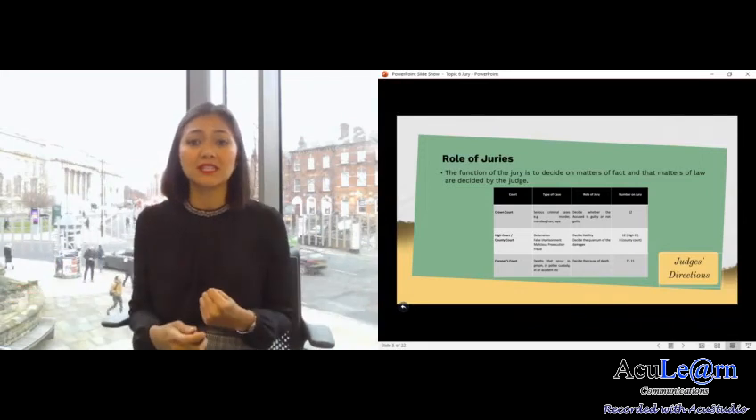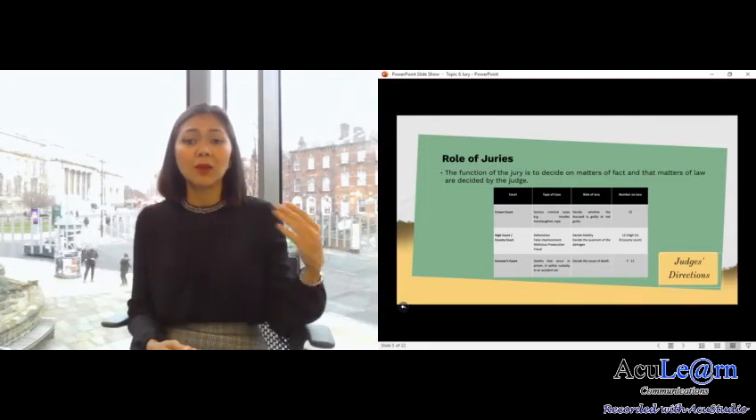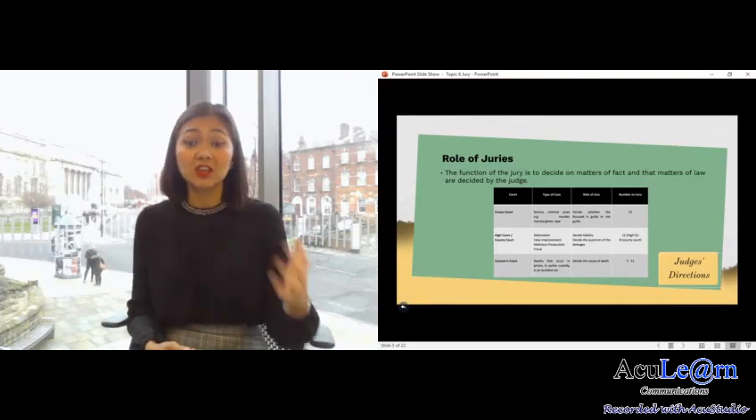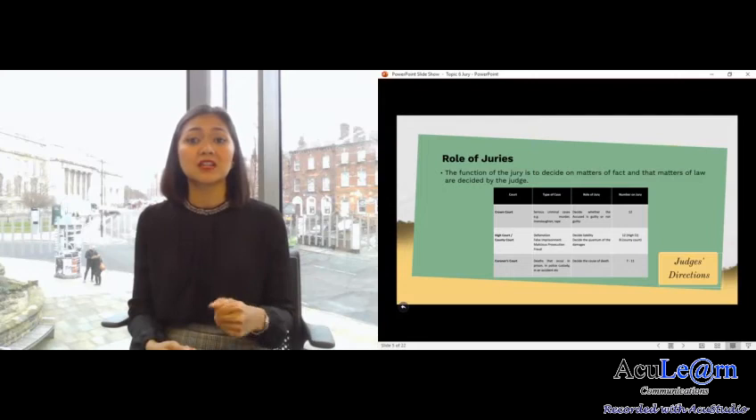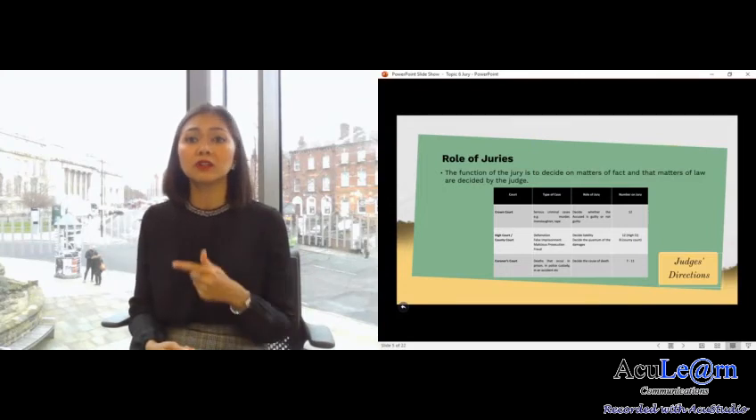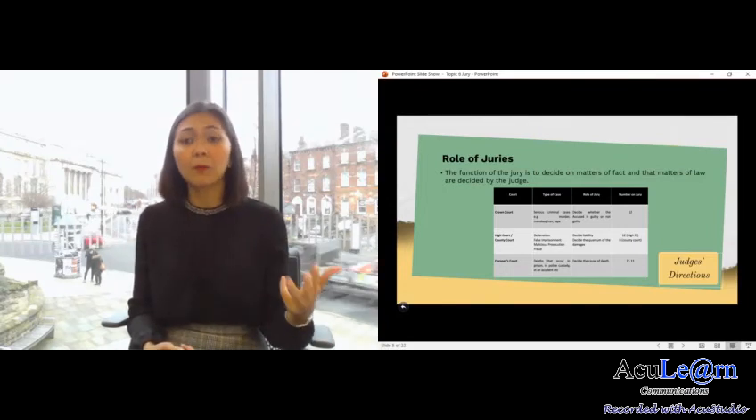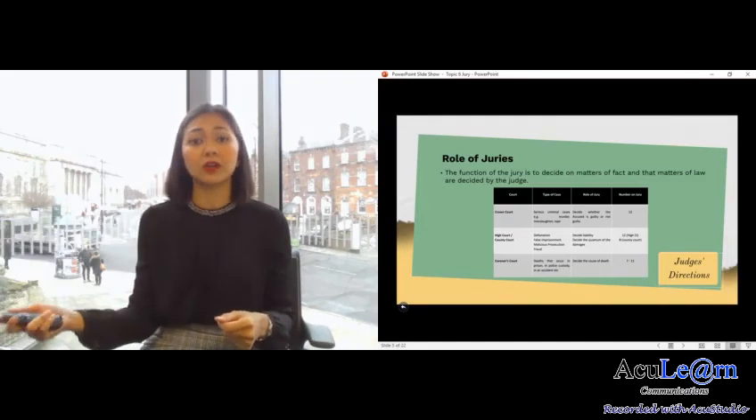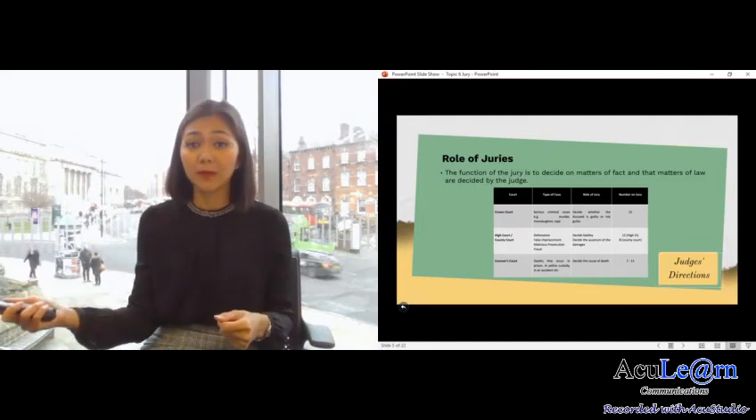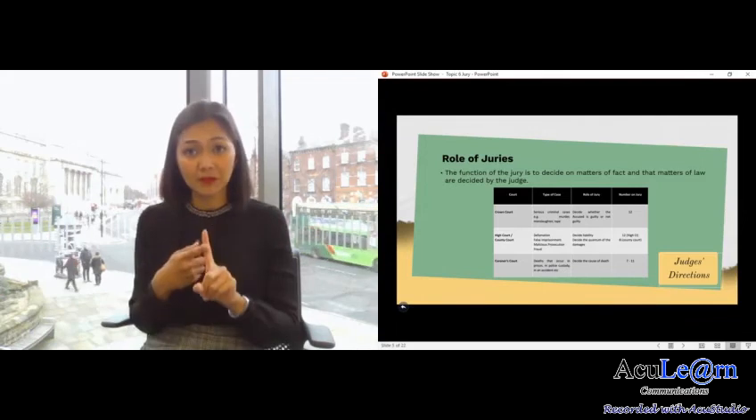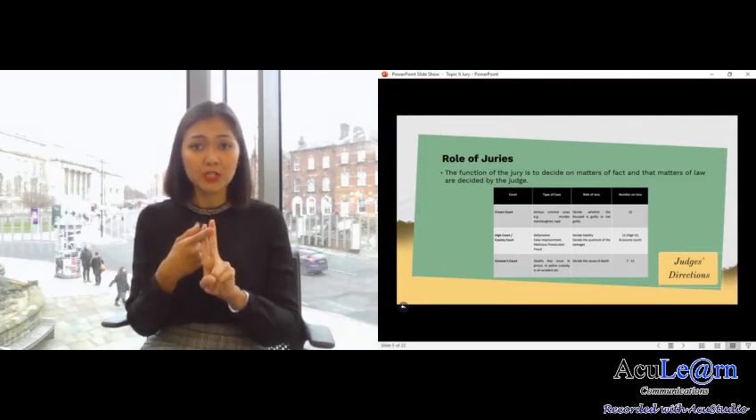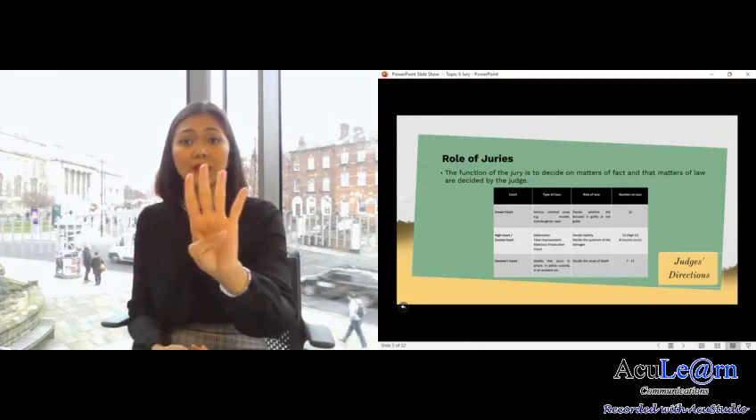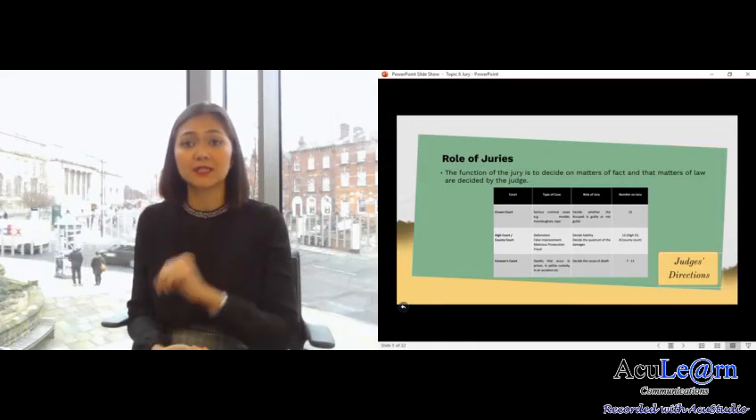So as you can see on the slide, the types of cases that juries can hear in the Crown Court would include serious criminal cases such as murder, manslaughter, rape, gang rape, or burglary. Whereas with regards to county court, or when a jury sits in High Court, it can only hear defamation, false imprisonment, malicious prosecution, and fraud cases, only limited to these four cases.